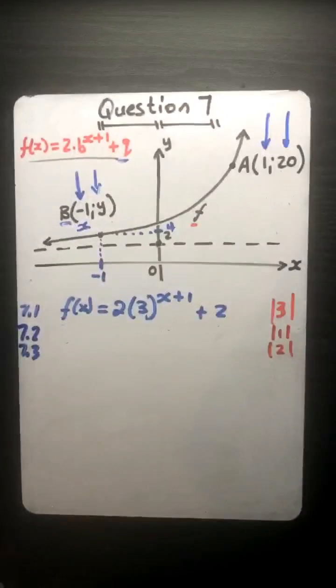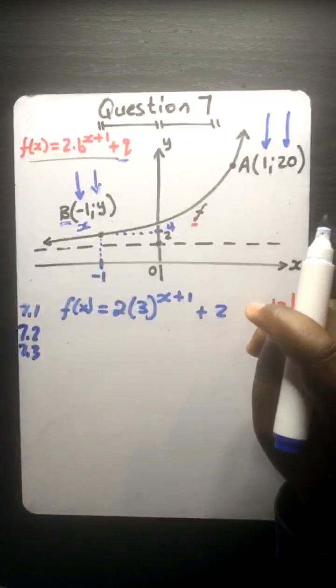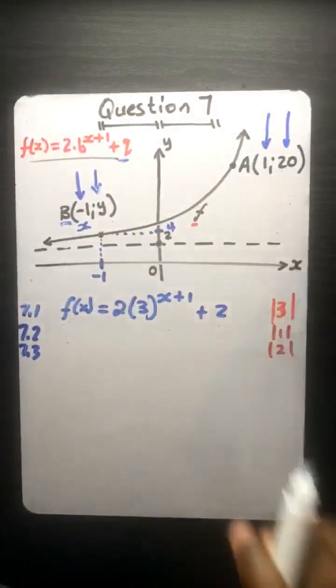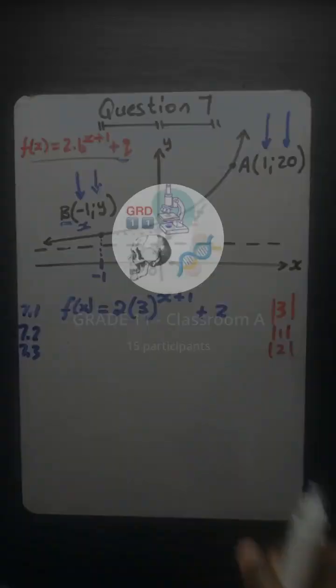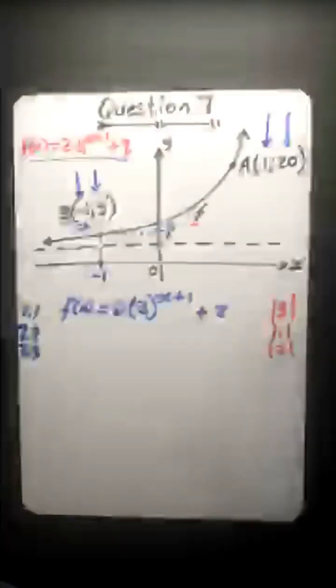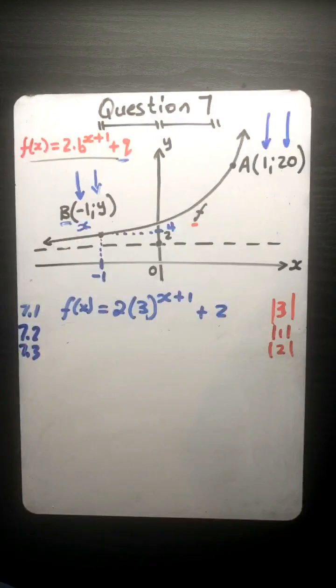Okay, so let's see. 7.3: determine the average gradient of the curve between points A and B. So now, how are we going to work out this one? Anyone would like to give it a try?